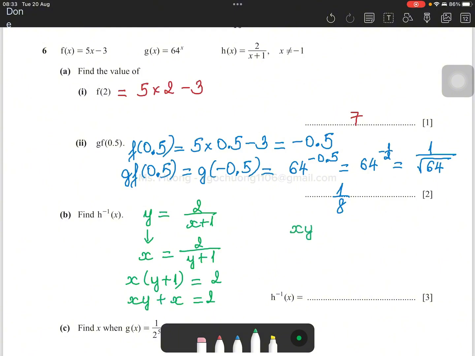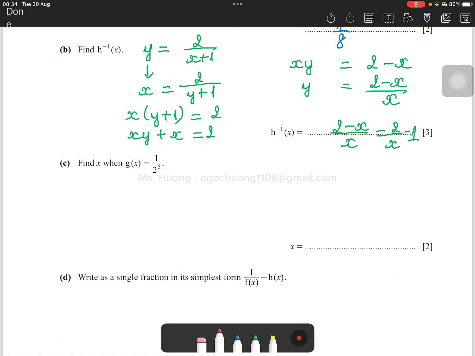So xy is equal to, we subtract x from both sides. And to make y the subject, we divide both sides by x. So the answer is 2 minus x over x. Or you can write 2 over x minus 1. They are the same thing.